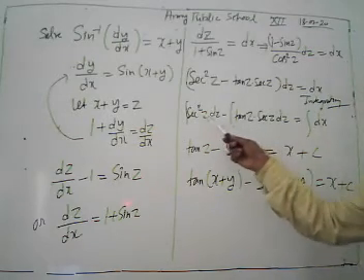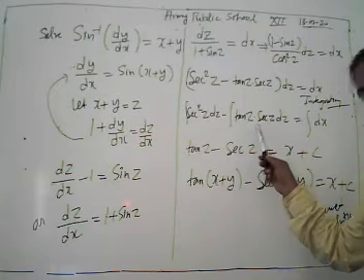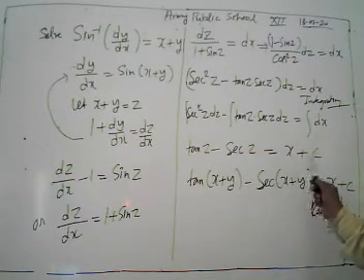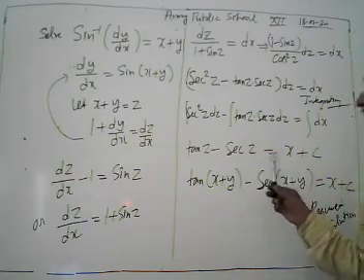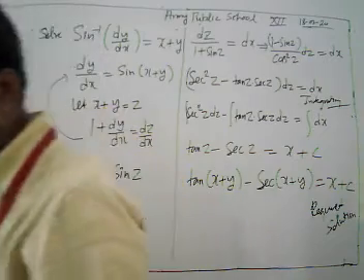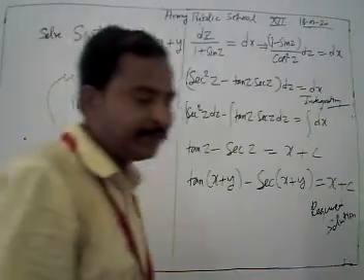Integrating both sides, the integration of sec square z is tan z. The integration of tan z into sec z is sec z, and dx gives x plus our constant c. Putting the value of z as x plus y, we get our required solution. What do we get as our required solution? It's tan(x plus y) minus sec(x plus y) is equal to x plus c.